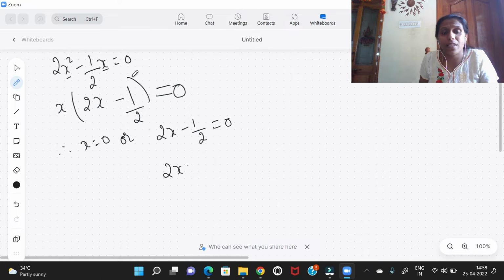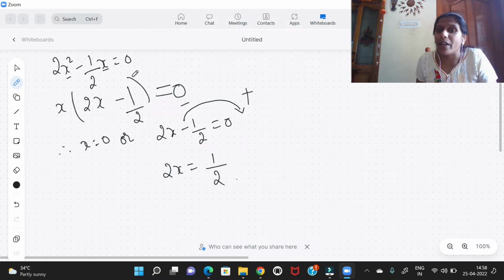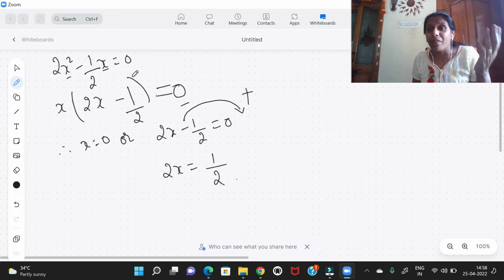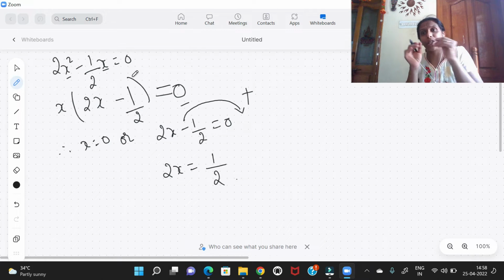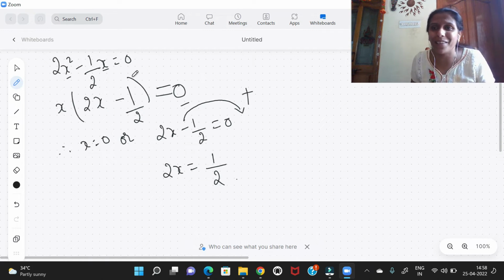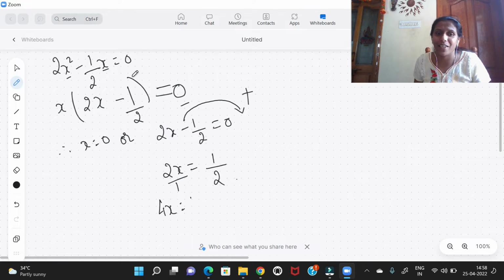When 2x minus half is equal to 0, 2x is equal to half. Why? The minus thing went to the plus, therefore minus becomes plus and it went to the right side. We say moving from one side of the bridge to another side, or in our memory terms we said it like girls to girls side and boys to boys side. Okay, if that's the case, next go for cross multiplication. 4x is equal to 1, or x is equal to 1 by 4. Done. So you got your factor here also.